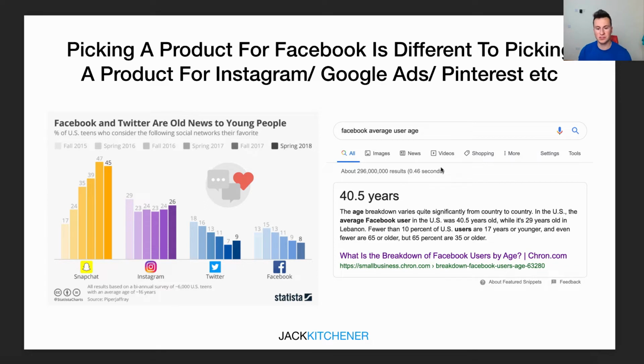This is confirmed by the screenshot next to it, which is a simple Google search for the average user age of Facebook, and it says 40 years old. So if you're advertising a product that's for a younger audience, then Facebook may not be the platform on which you find success. You may have better success on Instagram, Twitter, or Snapchat.